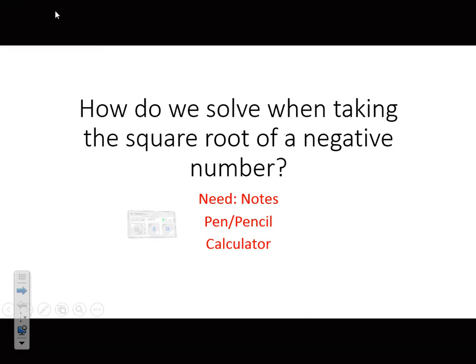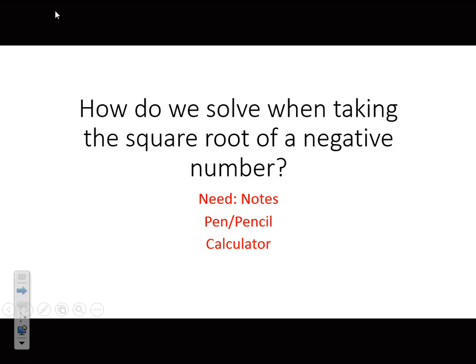Welcome, ladies and gentlemen. Today we're going to be answering the question, how do we solve when taking the square root of a negative number? Now, this is going to be very similar to how we solve square roots when there's no negative in our square roots. Only thing that's going to be changing for us, ladies and gentlemen, is that we're going to start seeing i's in our answers.